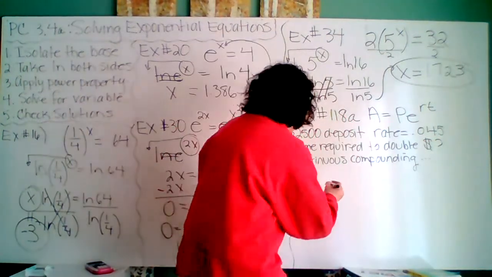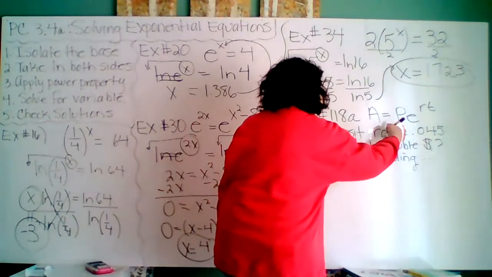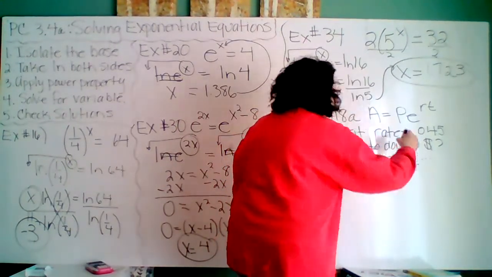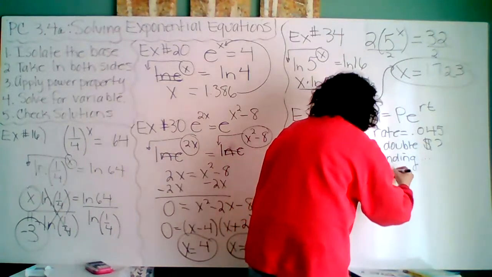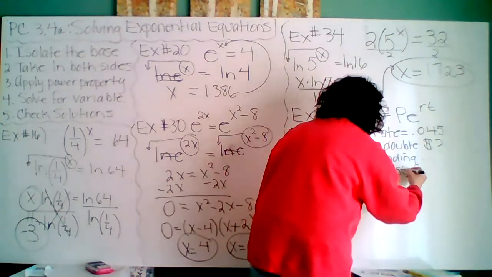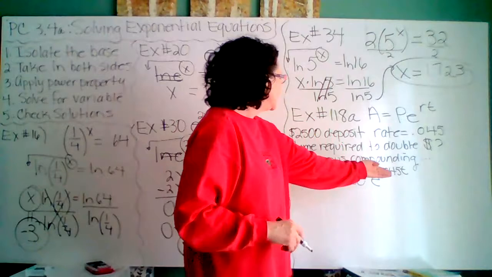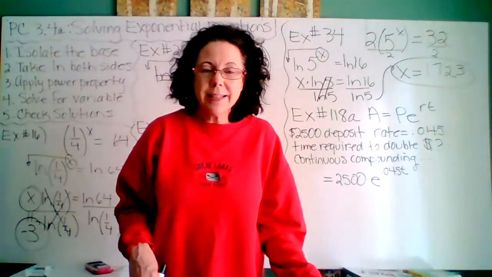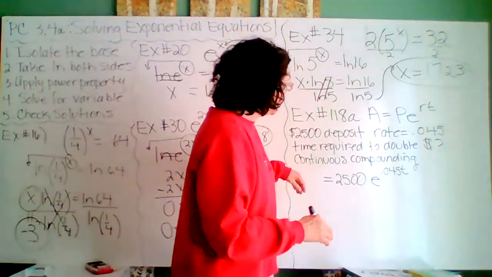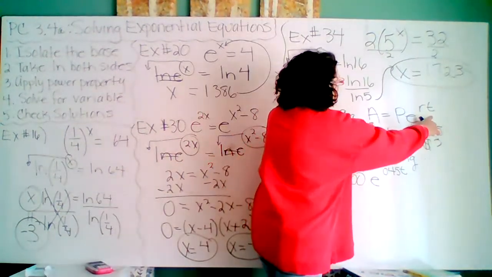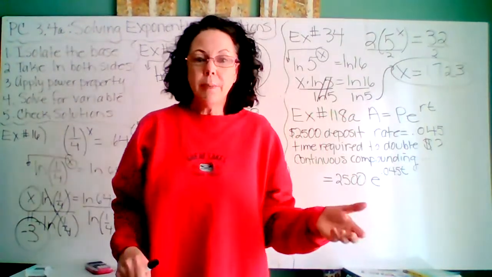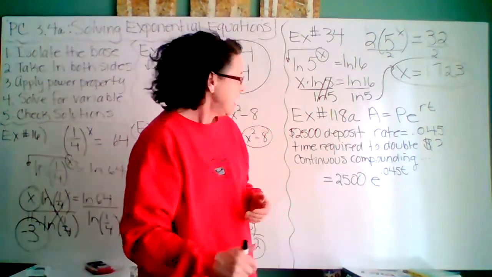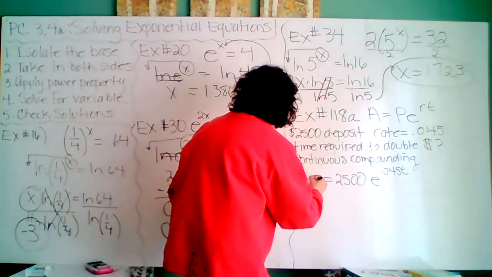Okay, so let's talk about this. We have our P is 2,500, e, and our r is 0.045, and t. Now, I am missing the t. I can't be missing the A. That's okay. I know what the A is. If we are looking for the time it takes to double your money, we deposited 2,500, so we are looking for $5,000 as an output amount.